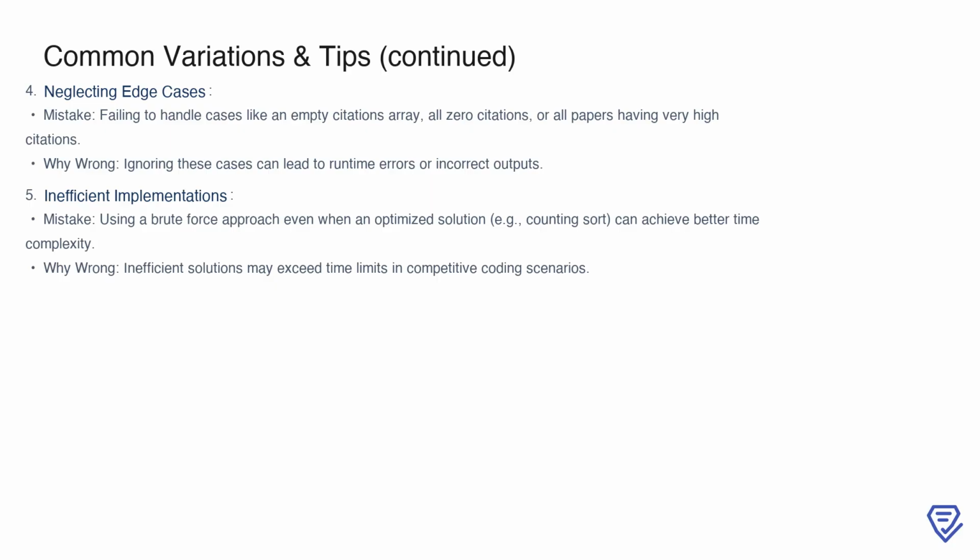Another common mistake is relying on brute force methods when more optimized solutions are available, such as counting sort. While brute force approaches might be intuitive, they often fail to meet time constraints in competitive coding settings. Optimized solutions, on the other hand, can significantly improve performance and are much better suited for scenarios with large datasets. Avoiding these inefficiencies is vital to solving the problem effectively.